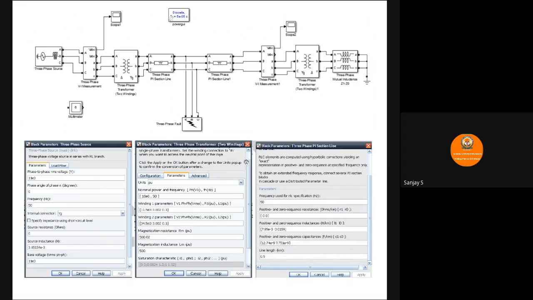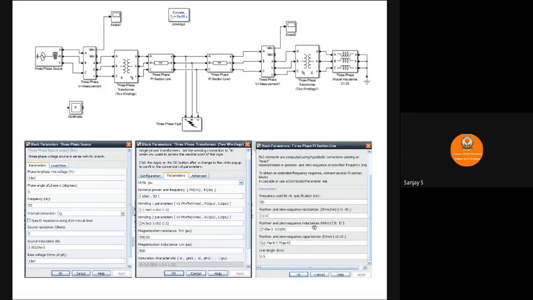Then coming to the three-phase pi section transmission line. This is configuring the transmission line. Again, as I told for the first block, here also you are going to double click the transmission line to invoke this window. Frequency is 50 hertz. Positive and zero sequence resistances are zeros.